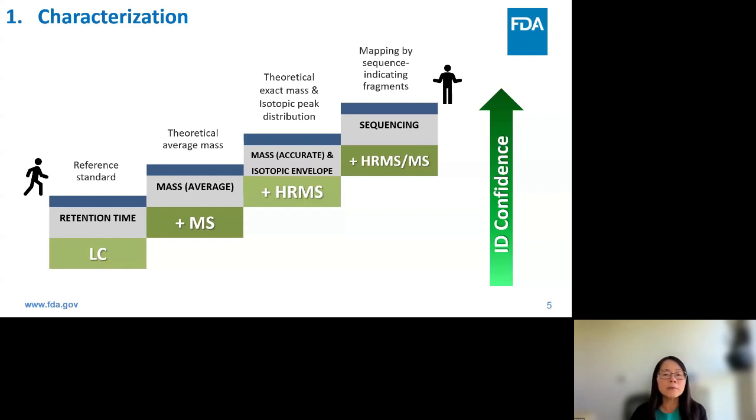Next, to a relatively high level of confidence by coupling with high resolution mass spectrometry, HRMS, that enables high resolving power and high mass accuracy. And lastly, to substantially high confidence by incorporating MS-MS-based sequence confirmation.